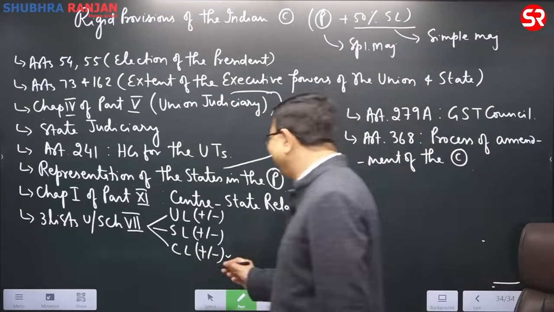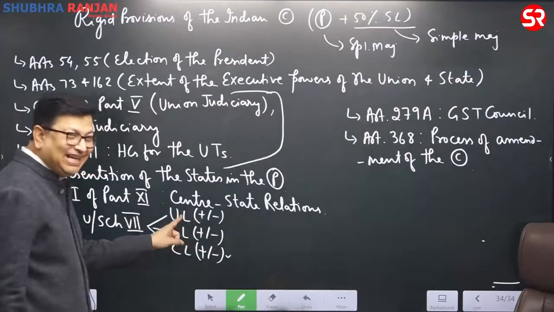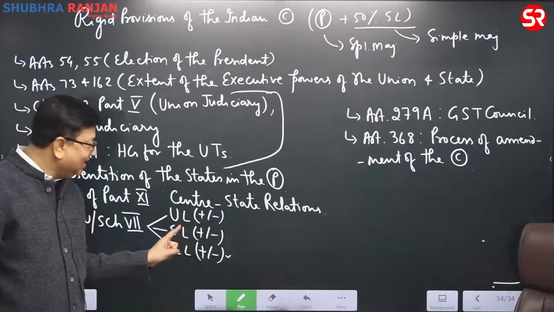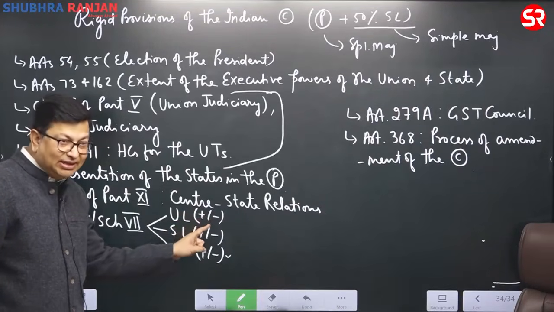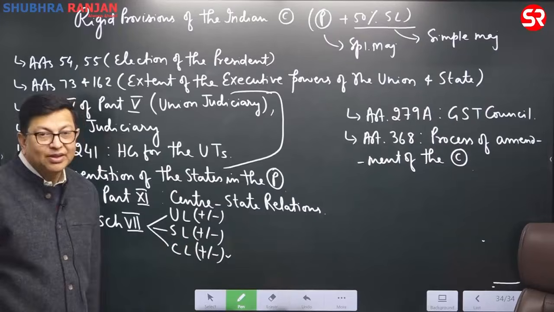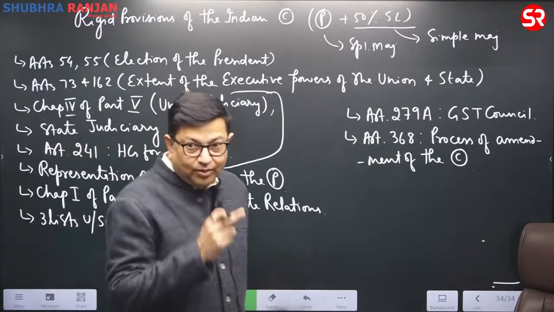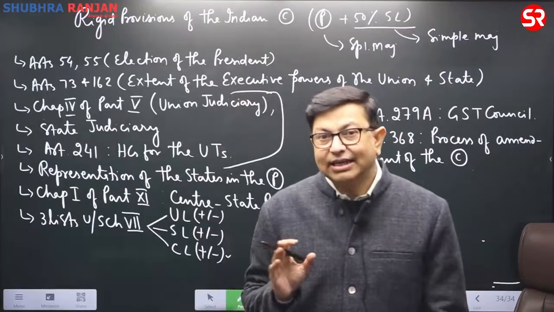अच्छा, इसमें any addition or deletion, ठीक है? If you want to add a subject in the union list, you cannot do it arbitrarily. The central government cannot do it arbitrarily. Now here, देखो, the things are not as difficult.